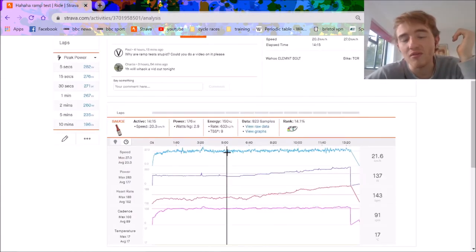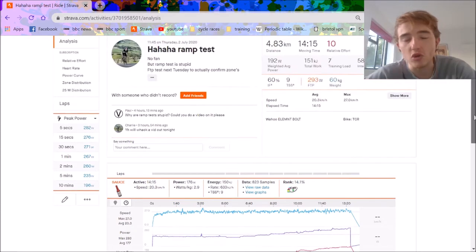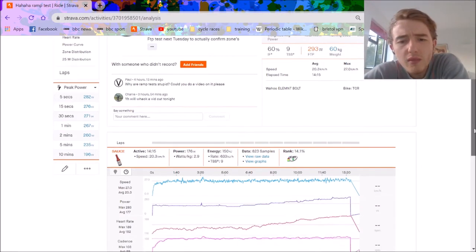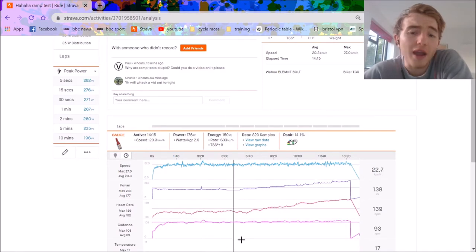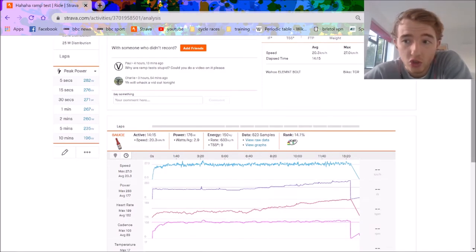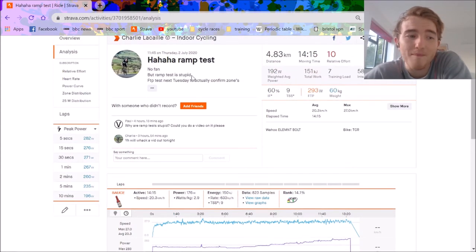Now, my FTP is not 200 watts. The last time I did a proper test outside, I did 307 watts, and that was in April. And I've had a pretty big amount of training in the last 3 weeks. It should be like 320 to 330 watts, I think, outside. And we're going to confirm that on Tuesday. So that is why I think ramp tests are stupid, because they don't map accurately outside for me.